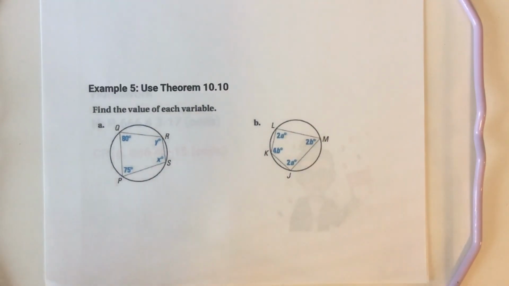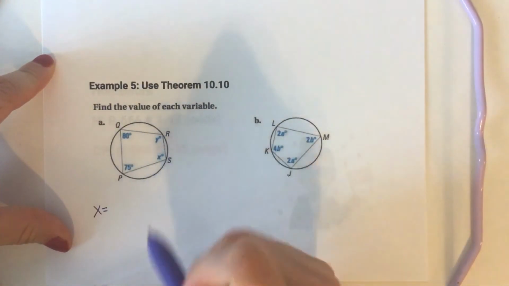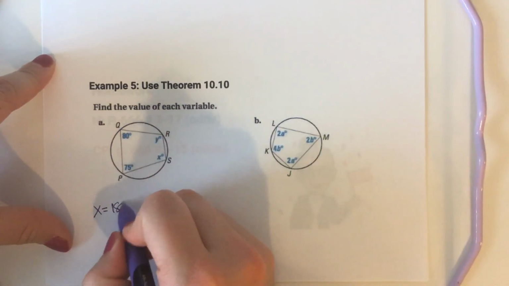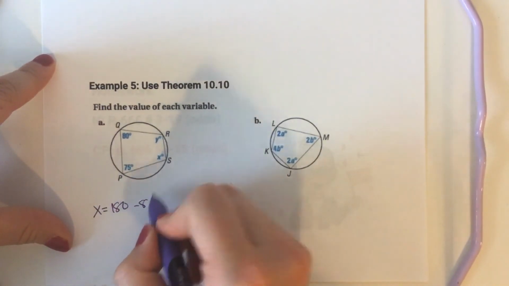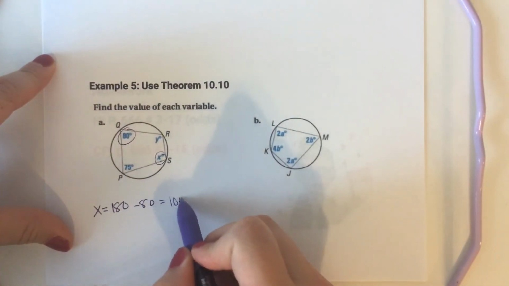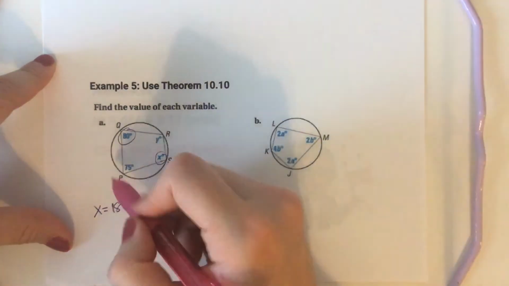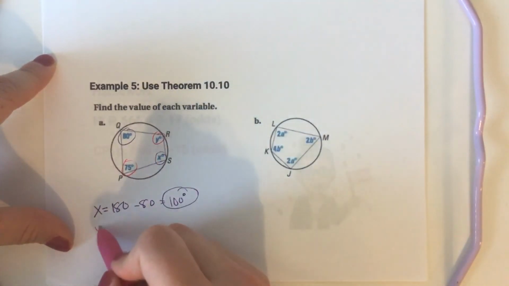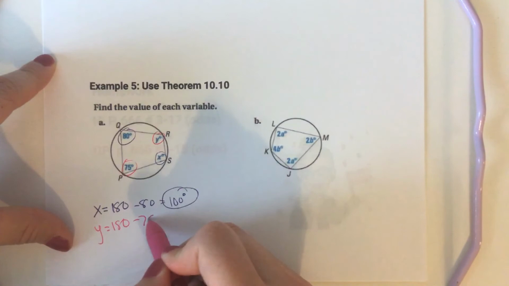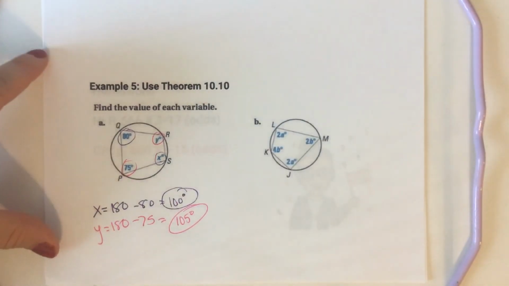Example 5, find the value of each variable. Well, they're inscribed in a circle, so we know opposite angles are supplementary. So for x, we know that x is going to equal 180 minus 80, because we're looking at opposite angles, to get that x is 100 degrees. And we're going to do the same idea with y. They're opposite angles, so they're supplementary, so y equals 180 minus 75 to get 105 degrees.